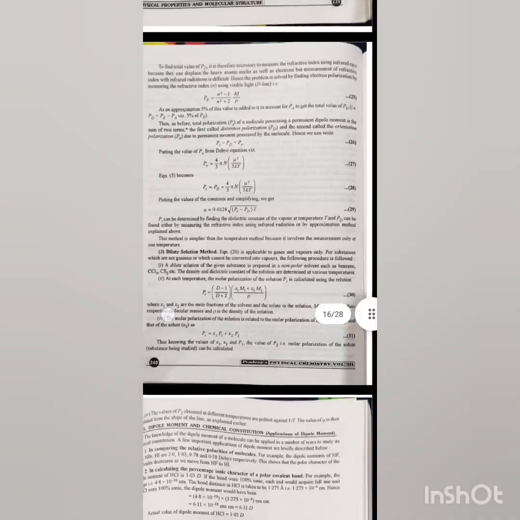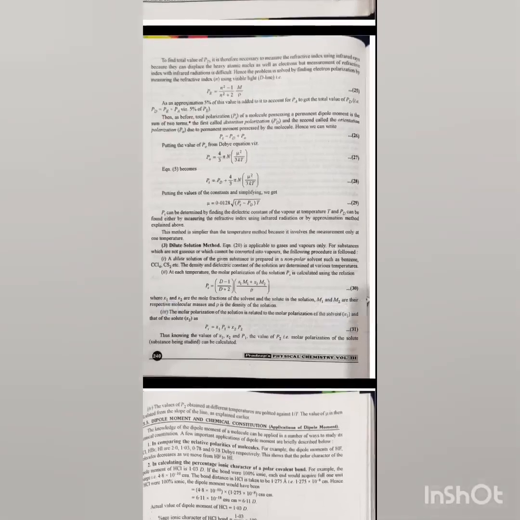Hence, the problem is solved by finding electron polarization by measuring the refractive index n using visible light, the D line, that is Pe = (n² − 1)/(n² + 2) × M/ρ. As an approximation, 5% of this value is added to it to account for Pa to get the total value of Pd, that is Pd = Pe + Pa, which is 5% of Pe.